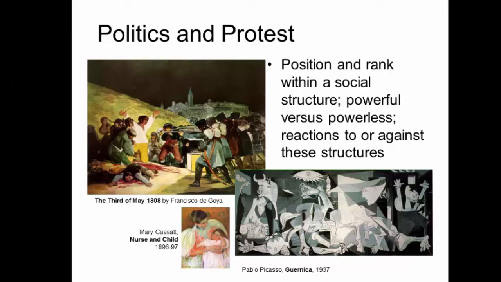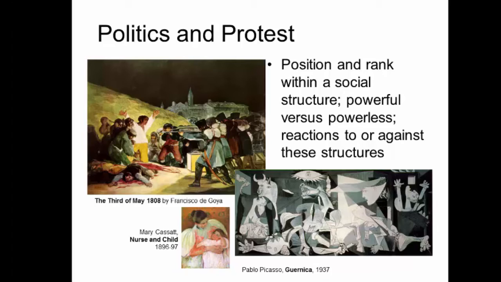The next great theme that we will look at is politics and protest. And remember, with your reflections, you'll be reading certain chapters from your text that will reflect different aspects of these great themes. So with politics and protest, we're looking at position and rank within a social structure, the powerful versus the powerless, and reactions to or against these structures.